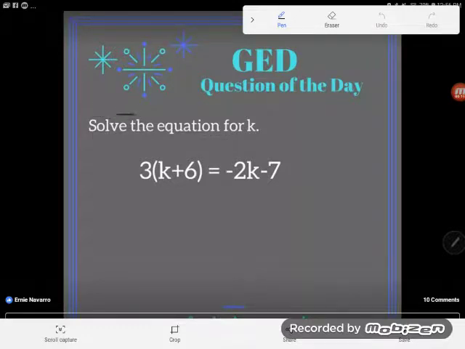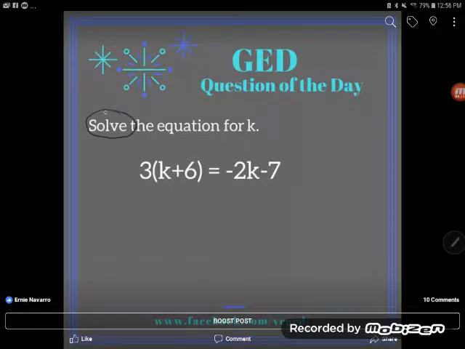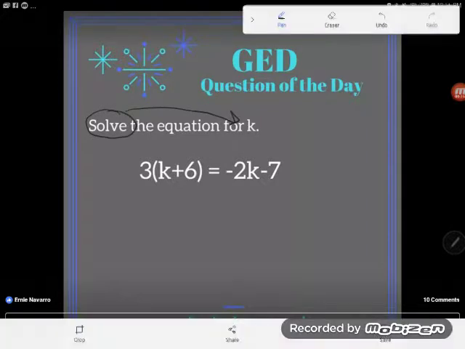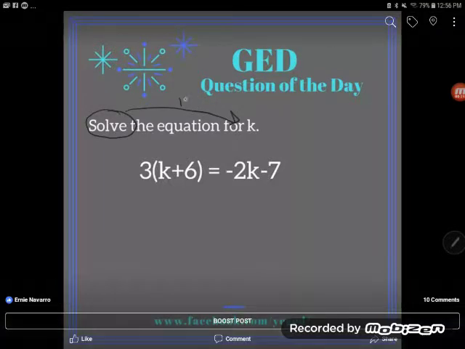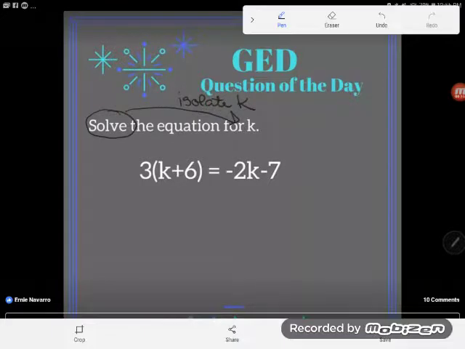The directions say solve the equation for k, and I recommend that if I'm solving for k, my goal is to isolate k. Get k all by itself on one side of the equal sign so that I can solve the mystery of what k is equal to. And that's what we mean when we say solve an equation.